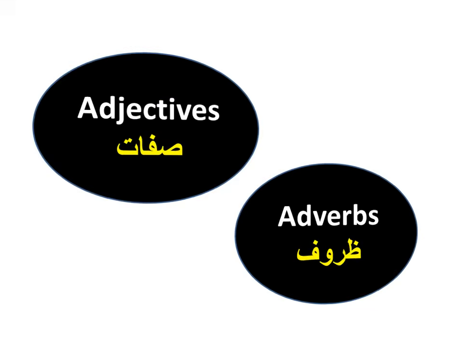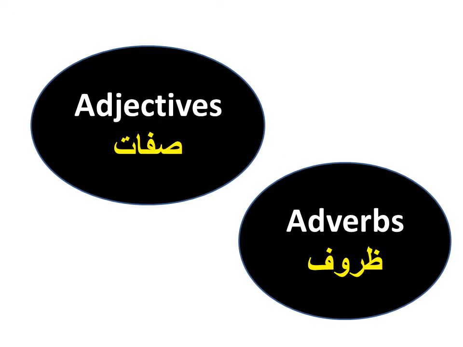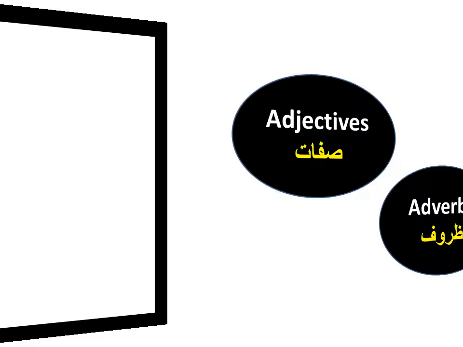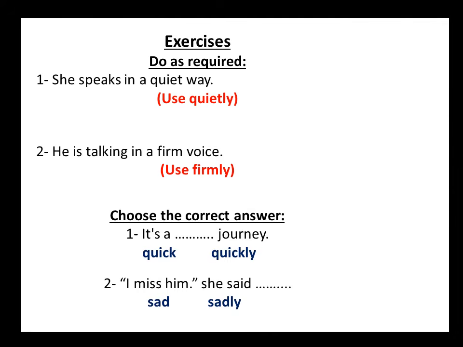Today we will discuss the difference between adjectives and adverbs. We will start with an exercise and then we will explain. Number 1, she speaks in a quiet way. Use quietly. We say she speaks quietly.